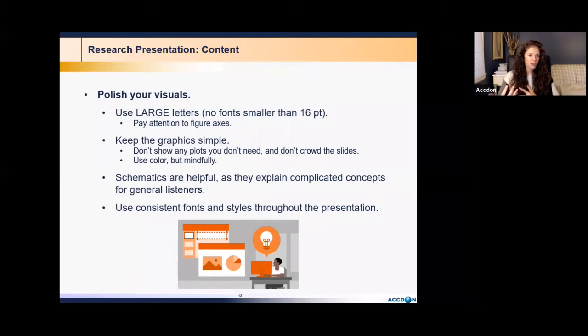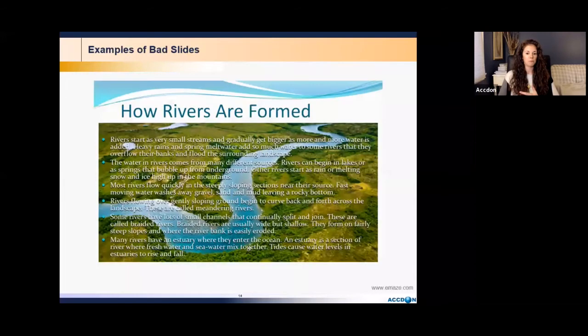So I've given you a lot of detail here about the content of research presentations, but I do want to show you some examples about what not to do, specifically about how to make your slides, things in slides that you do want to avoid. So right here, I have an example. This slide, number 1, has way too much text on it.